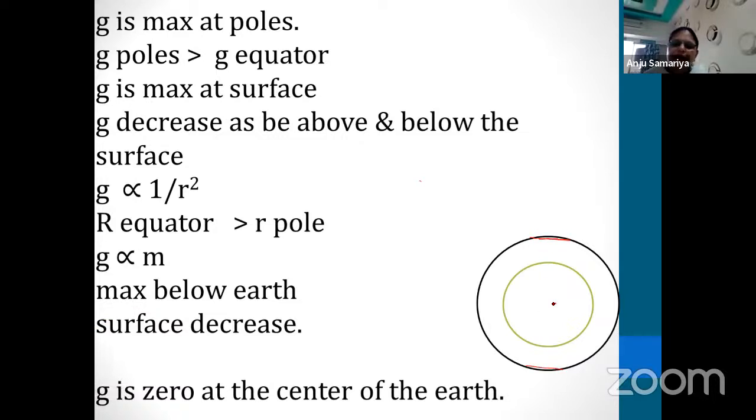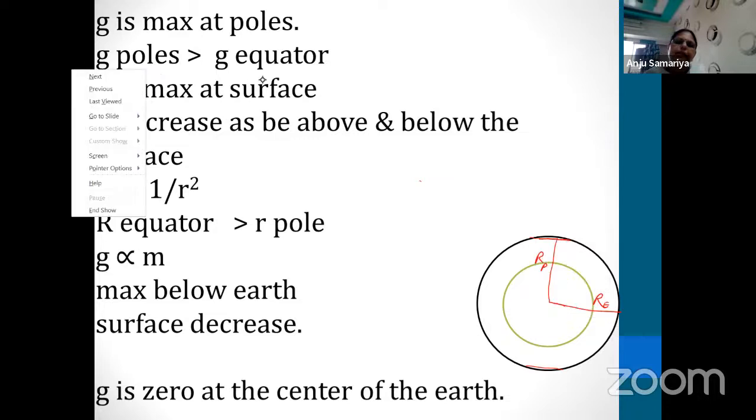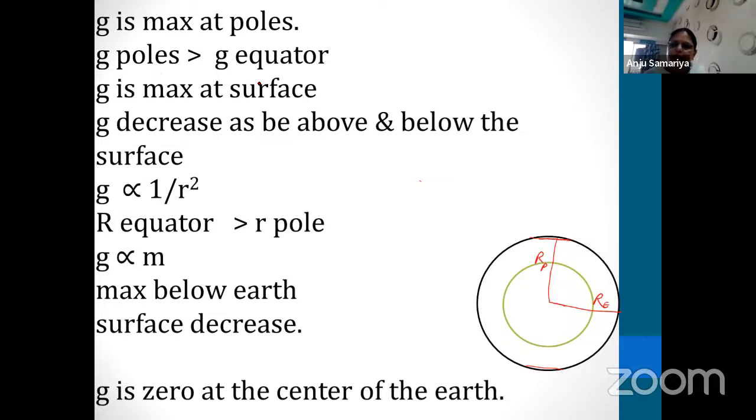So if I take from the center this distance r as the radius at the equator, and this as the radius at the poles, naturally the radius at the poles will be less than the radius at the equator, and so g at the poles is more than g at the equator. The acceleration due to gravity at the poles is more than at the equator.